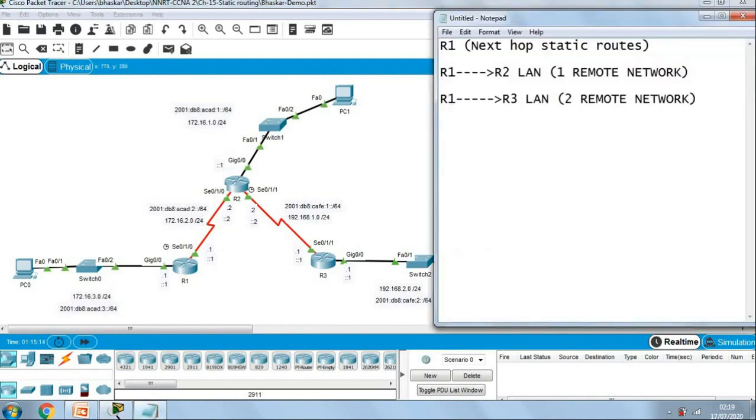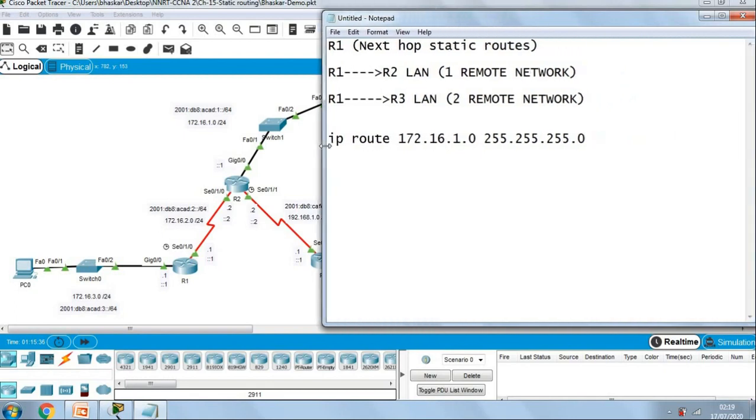So first I'm going to configure it with ip route. This is the remote network, 172.16.1.0, and /24 is the subnet mask, which means 255.255.255.0. See here, if you want to configure the static route, it is ip route followed by the network followed by the subnet mask.